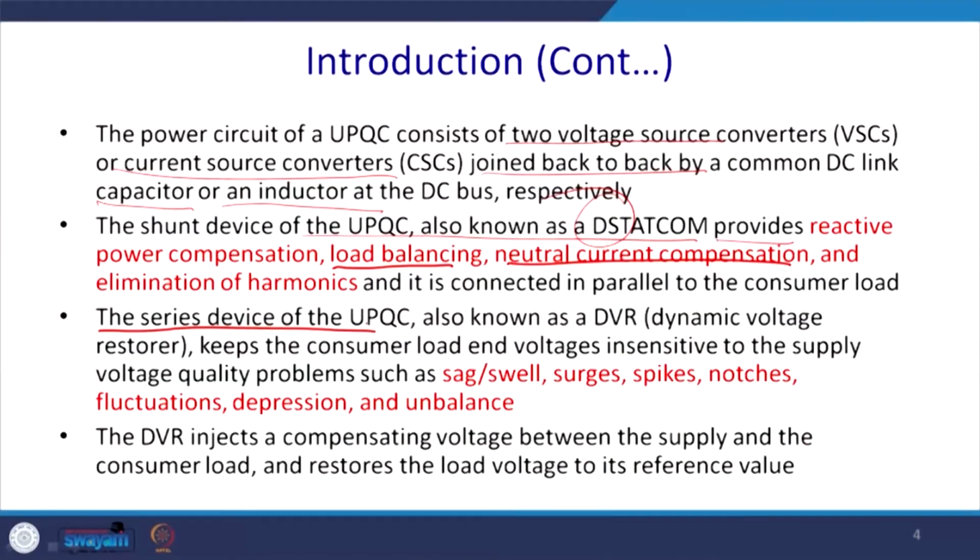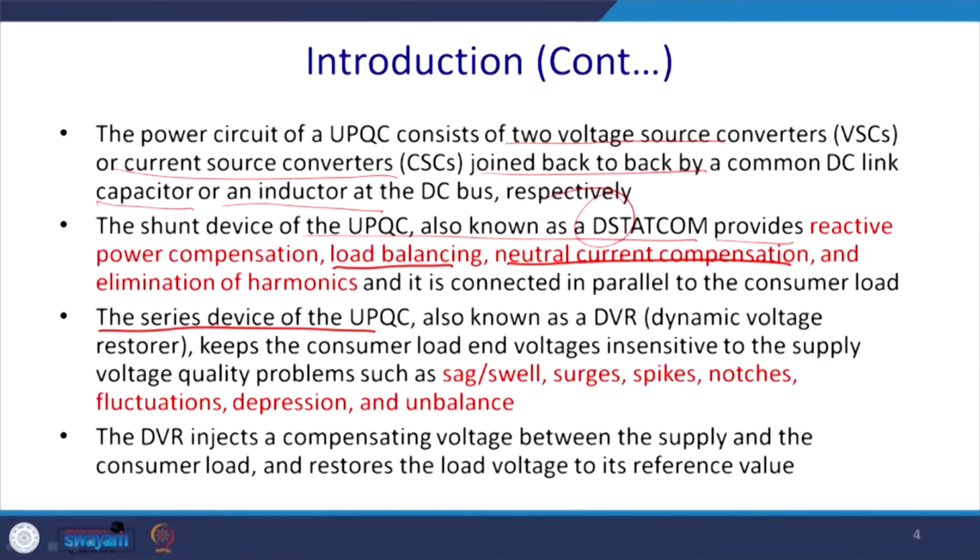In the same way, the series devices are also known as DVR. The full form of DVR is dynamic voltage restorer. Mostly in India the problem is sag. For this reason it mitigates it; sometimes we have a sag compensator, but it can act both as a sag compensator and a swell mitigator.